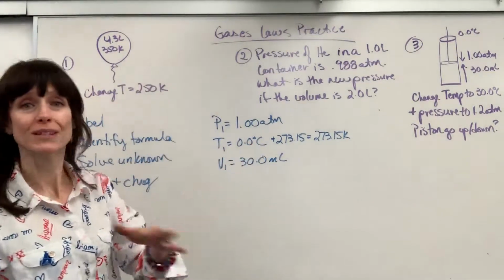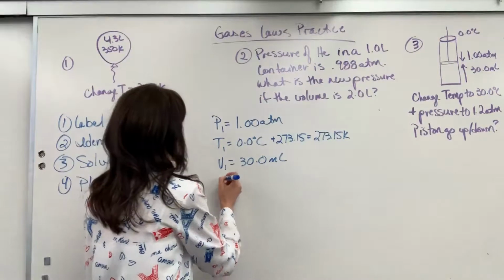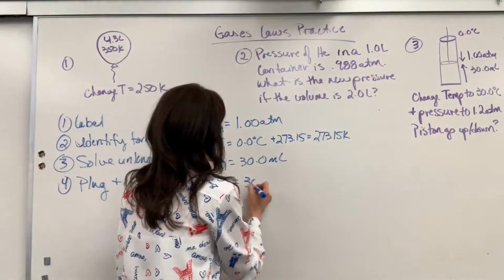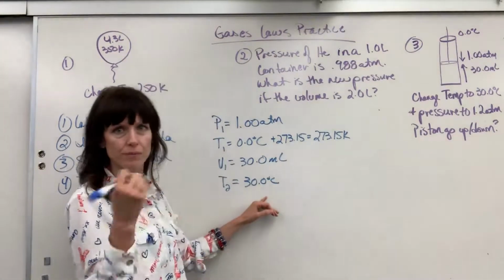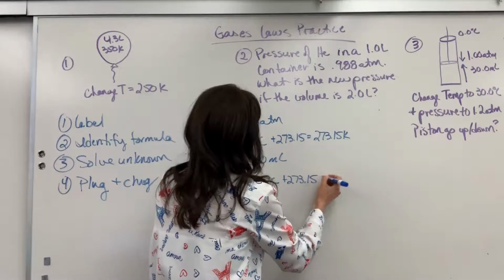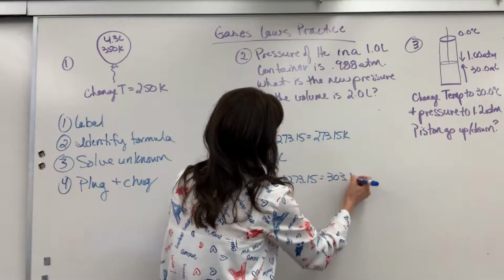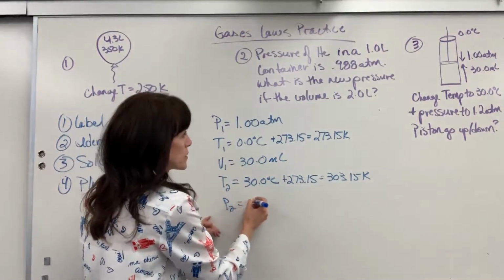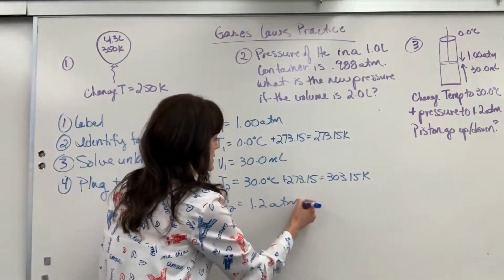Okay, now we're going to change all of this. We're going to change the temperature to 30 degrees C. So let's go ahead and put this into Kelvin. Plus 273.15 equals 303.15 Kelvin. And the pressure, P2, is going to be 1.2 atm.